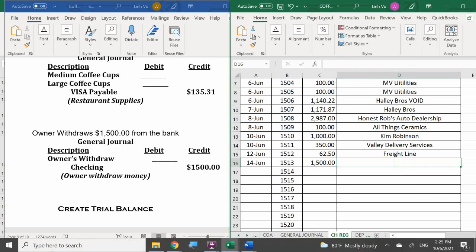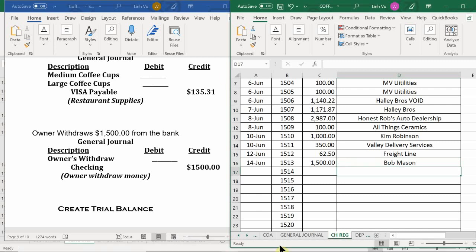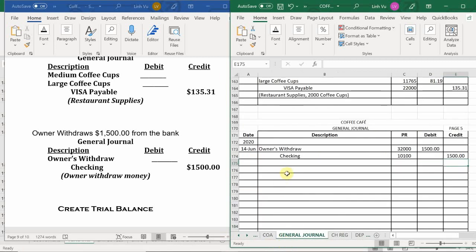And who is the boss? The owner. Well, what's his name? He does have a name. Yes, he does. Not the coffee cafe. He can't write a business check to the actual business. Who is it? Let me see the guy's name. Oh, Bob Mason. Yes. Bob Mason.